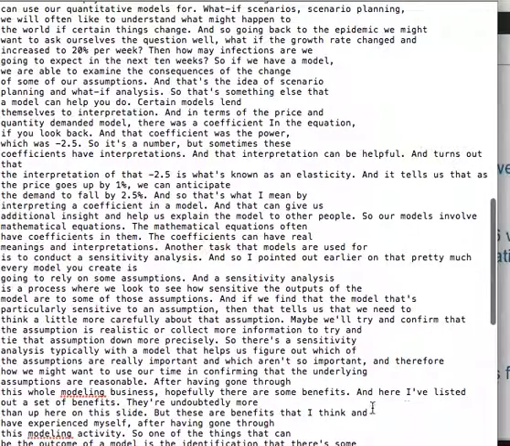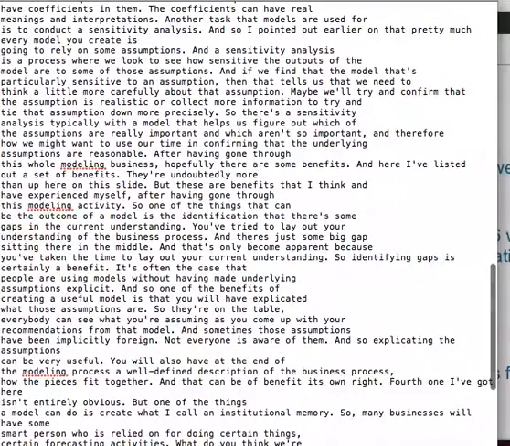After having gone through this whole modeling business, hopefully there are some benefits, and here I have listed out a set of benefits. There are undoubtedly more than are up here on this slide, but these are the benefits that I think and have experienced myself after having gone through this modeling activity. So one of the things that can be the outcome of a model is the identification that there are some gaps in the current understanding. You have tried to lay out your understanding of the business process, and there's just some big gap sitting there in the middle of it, and that only became apparent because you have taken the time to lay out your current understanding. So identifying gaps is certainly a benefit.